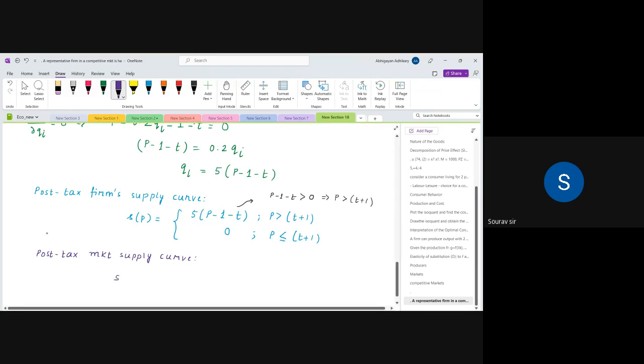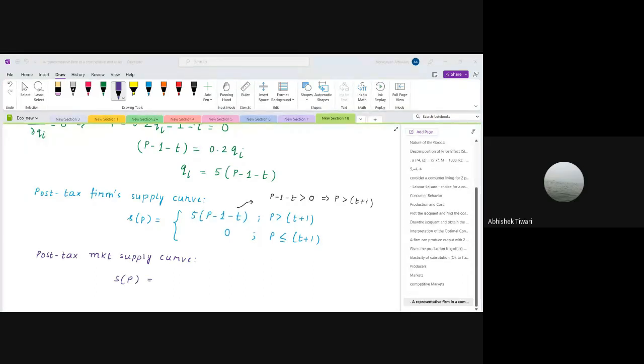will be capital S of... Sir, if we see the graph, then the price will be greater than average variable cost plus tax. No?